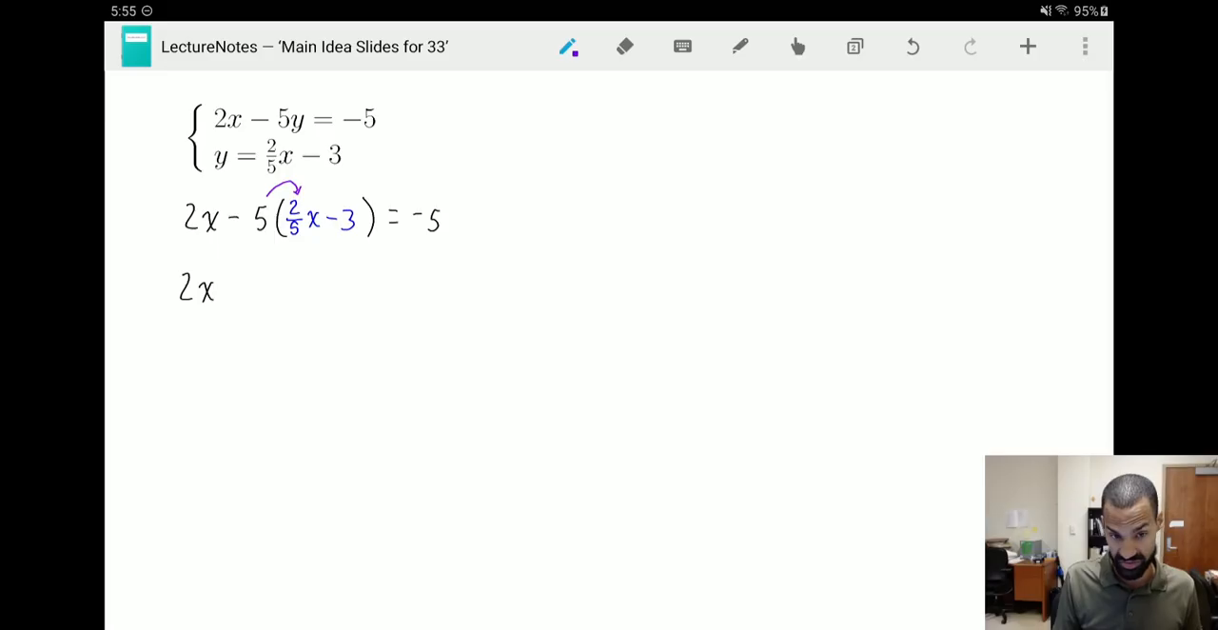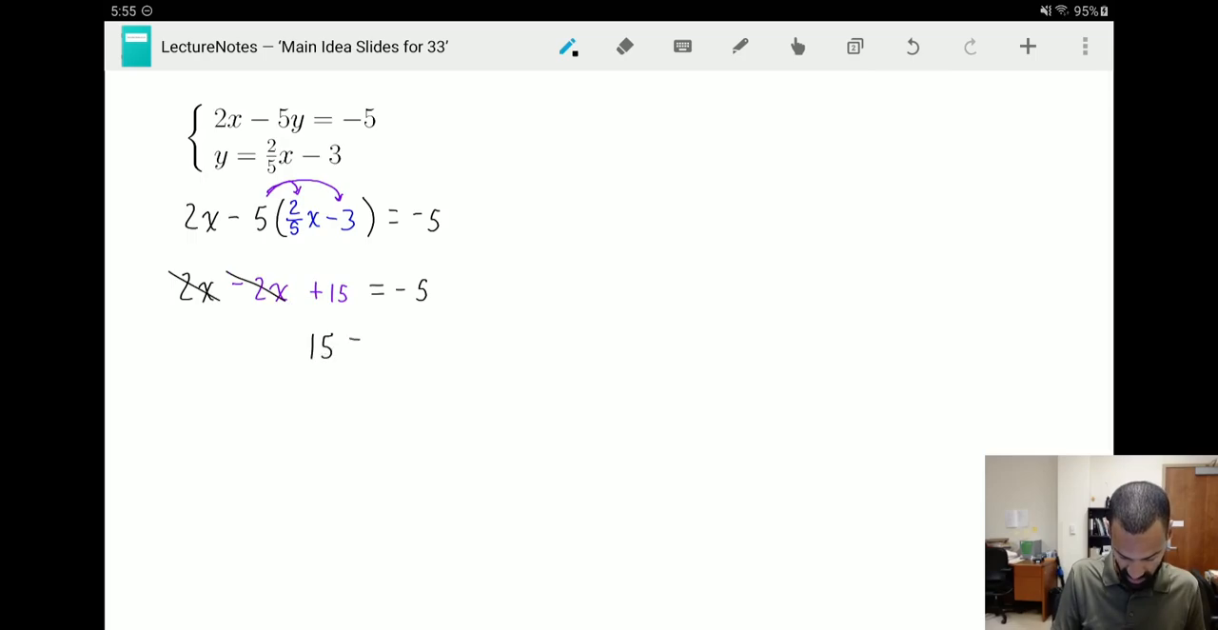Negative 5 times 2 fifths x is going to be negative 2x. Right, the 5s would cancel. Negative 5 times negative 3 is a positive 15. Let's bring down the equals negative 5. Okay, again, we have 3 terms on the left side, so let's go ahead and combine our like terms. Oh, here we go again. 2x minus 2x canceled out.